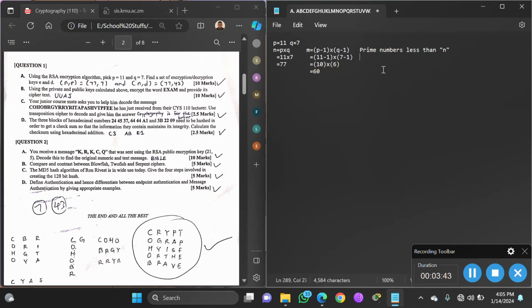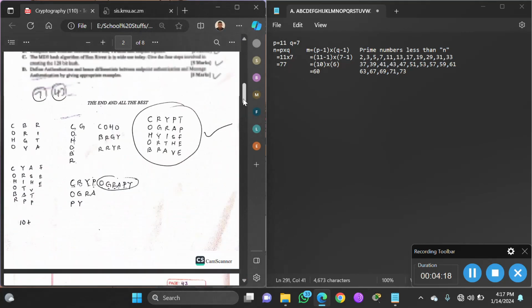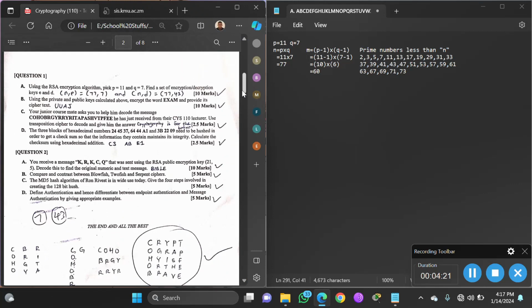So we have prime numbers: we'll start with 2, then 3, 5, 7, 11, 13. I'll pause the video so that I list all the prime numbers which are less than 77. Okay, so that's the list of all prime numbers which are less than 77. Basically, these solutions which you are seeing here will be shared on the Google Drive. Here you are just supposed to get the concept and how to do these things.